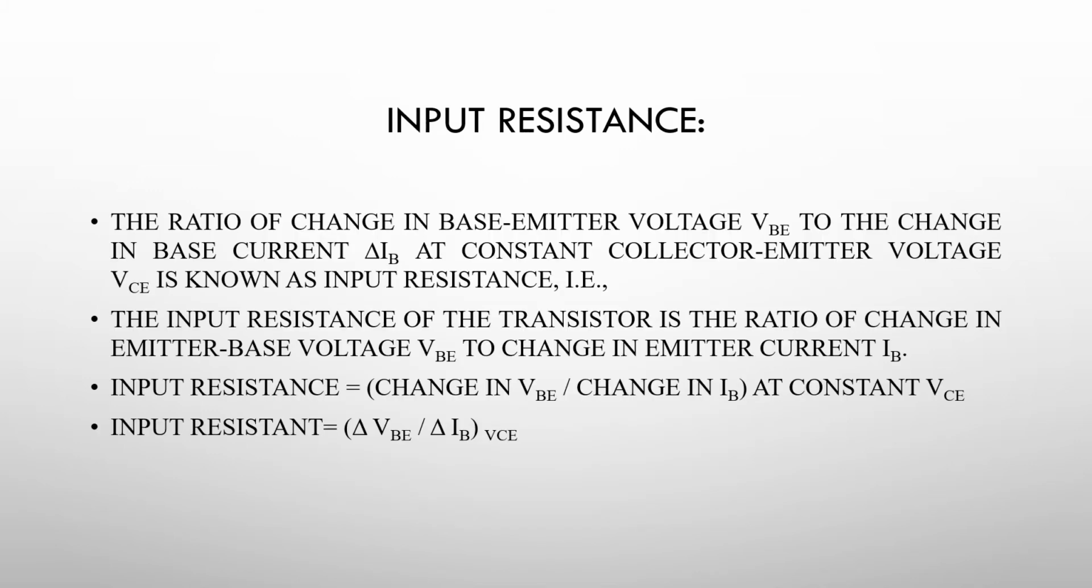So let us see how we can define this input resistance. The ratio of change in base emitter voltage, that is VBE, to the change in base current, that is del IB, at constant collector emitter voltage, that is VCE, is known as input resistance. So simply defined, input resistance is equal to del VBE upon del IB at constant VCE.